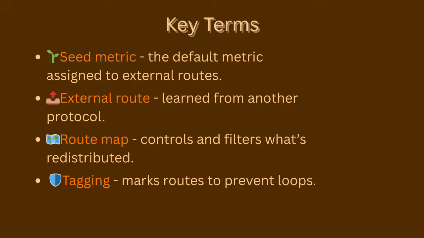Then we have the route map. This acts like a filter or translator, letting you decide which routes to redistribute and even modify their attributes as they move between protocols. And finally, tagging. Route tags are used to mark redistributed routes so that they can be identified later, helping prevent routing loops or confusion when routes move between multiple domains.